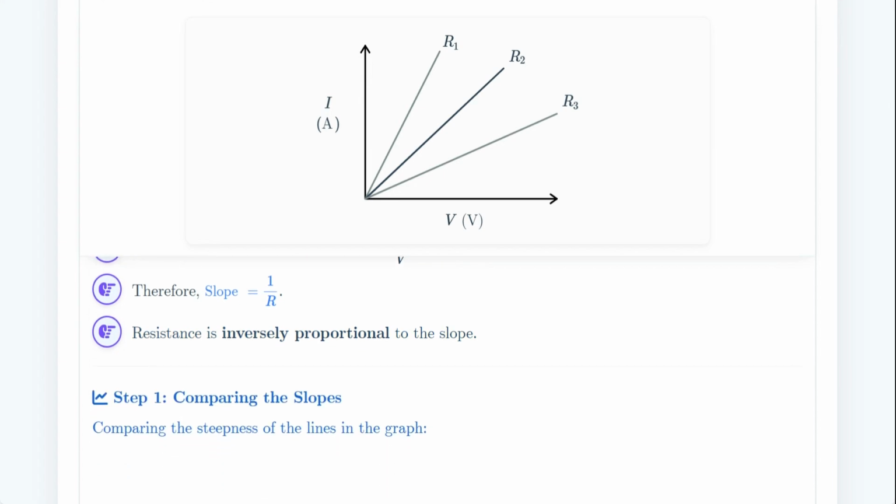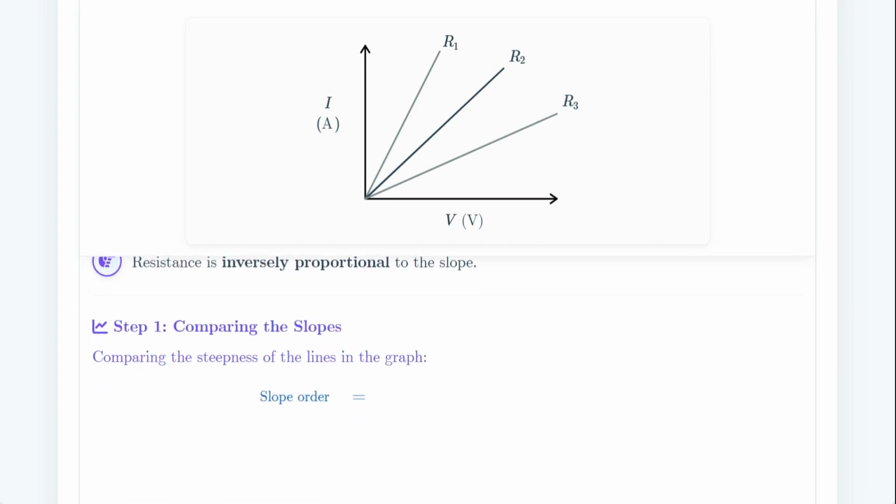Step 1. Let's compare the slopes of the three lines we see. Just by looking at the steepness, it's clear that the slope of R1 is the steepest, so it's greater than the slope of R2, which in turn is greater than the slope of R3. R3 is the flattest line.